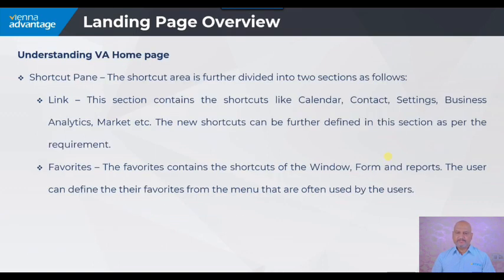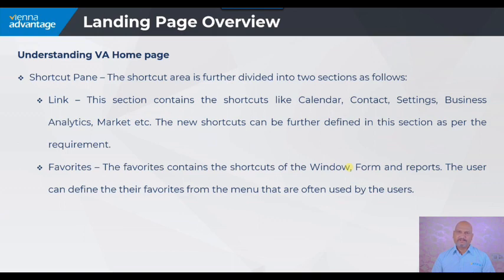The next is the shortcut pane. The shortcut pane area is further divided into two sections. One is the links, the other one is the favorites. The links section contains shortcuts like calendar, contacts, settings, business analytics, marketing, etc. New shortcuts can be further defined in this section as per the requirement. The favorites contain shortcuts of the window, form, and reports. The user can define their favorites from the menus that are often used by the user. So that's basically the favorites. So these are all the major components of the landing page or the home page of VA.